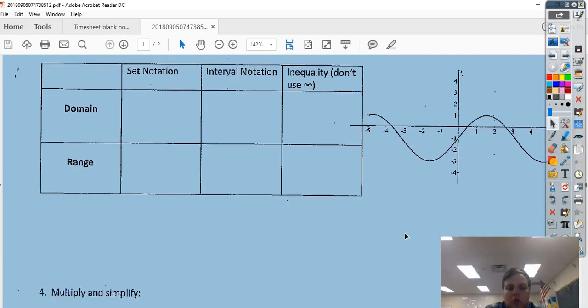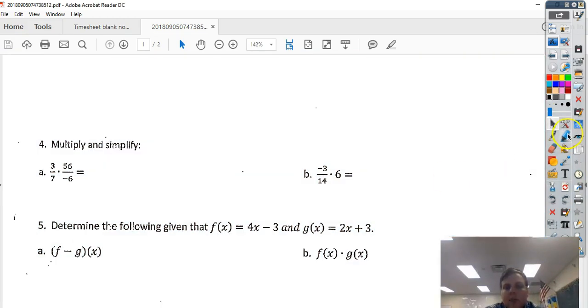Problem number 2. Multiply and simplify. Okay. You should know how to multiply fractions, top to top, bottom to bottom. So, 3 times 56, that's 150 plus 18, which is 168, over 7 times -6 is -42. Now I just need to reduce. Let's see, this is divisible by 3. 6, this is divisible by 3.